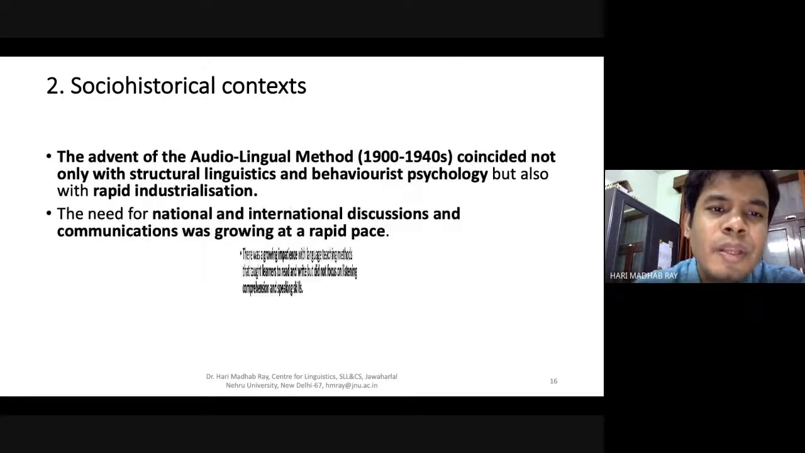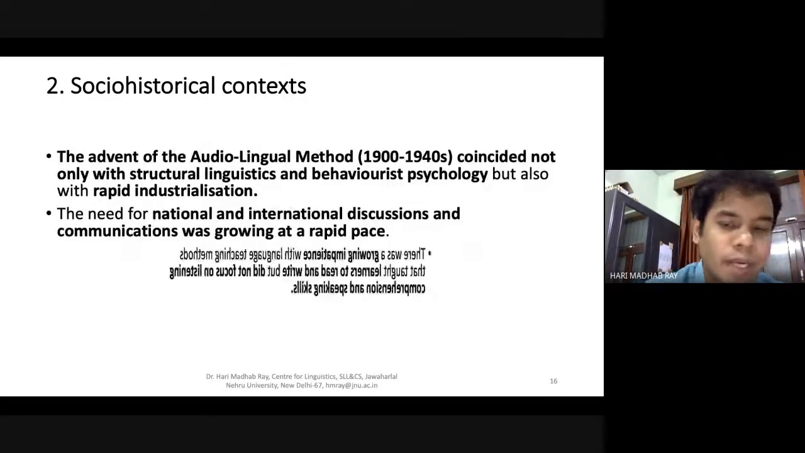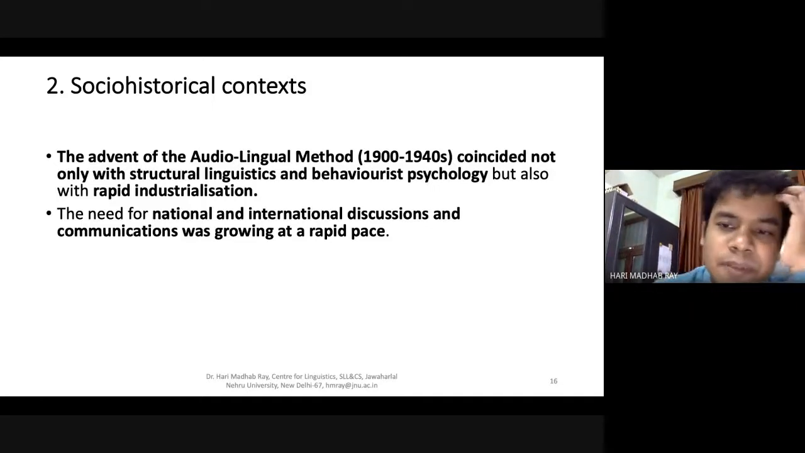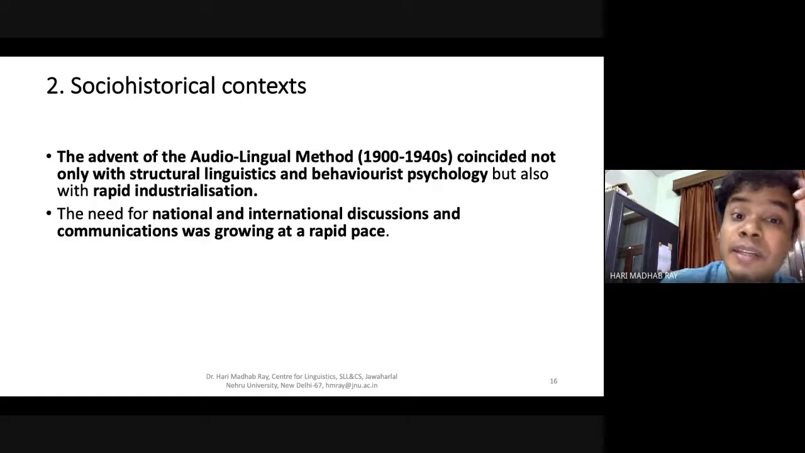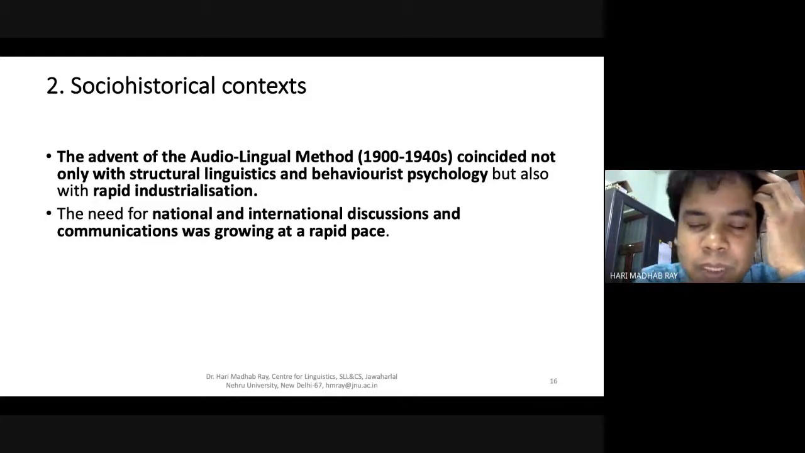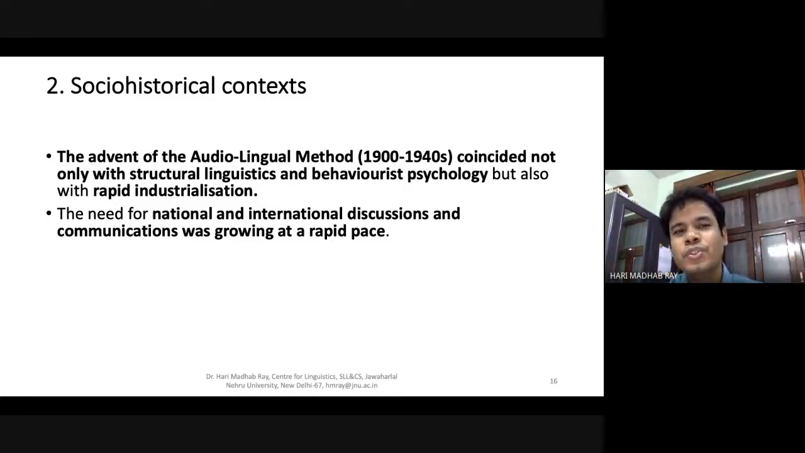And so that's the kind of socio-historical context, as I was talking about. The advent of the audiolingual method somewhere around the 1940s coincided not only with structural linguistics and behaviorist psychology, but also with rapid industrialization. Try to understand that. It's somewhere around the beginning, the first part of the 20th century. So what is the trend, the socio-historical or linguistic context we are talking about?